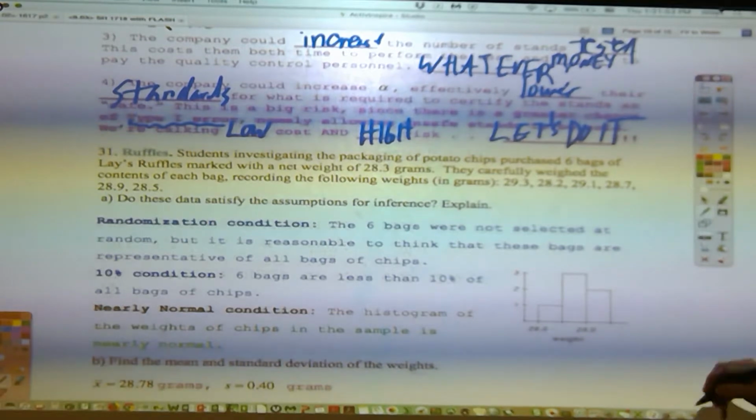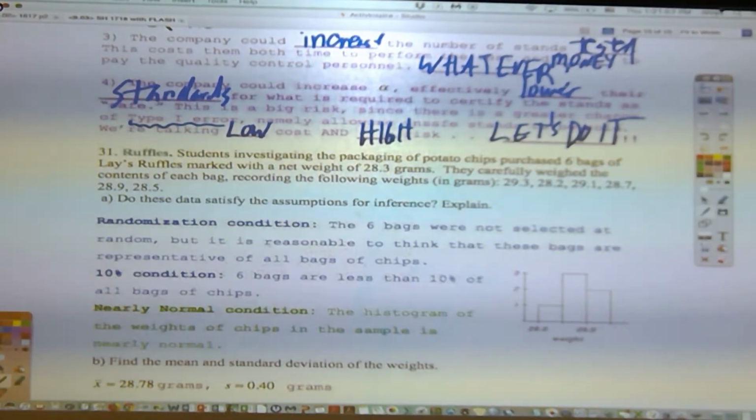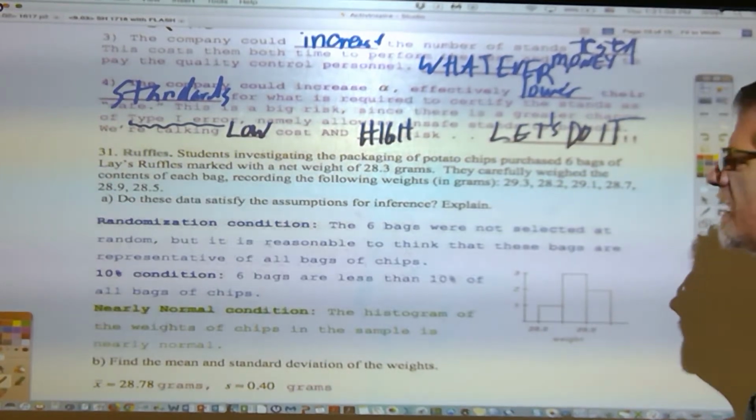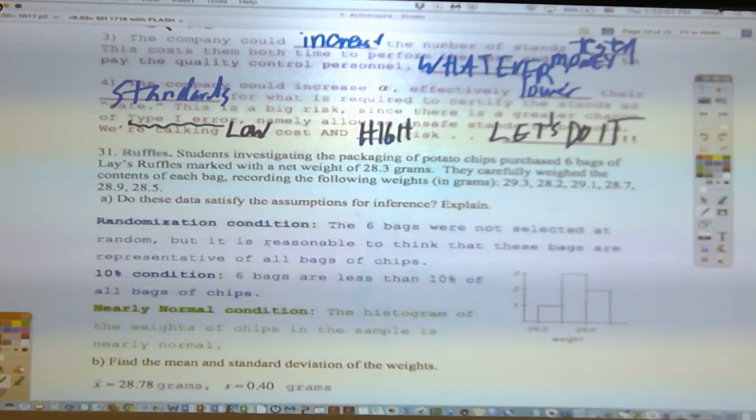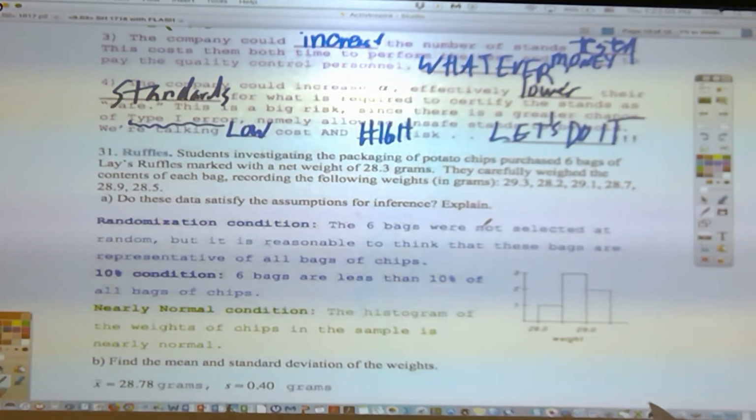And now for our last example, number 31. Students investigating the packaging of potato chips purchased 6 bags of Lay's Ruffles marked with a net weight of 28.3. We know that's not true. It's not exactly 28.3. It's either a little bit more or a little bit less.